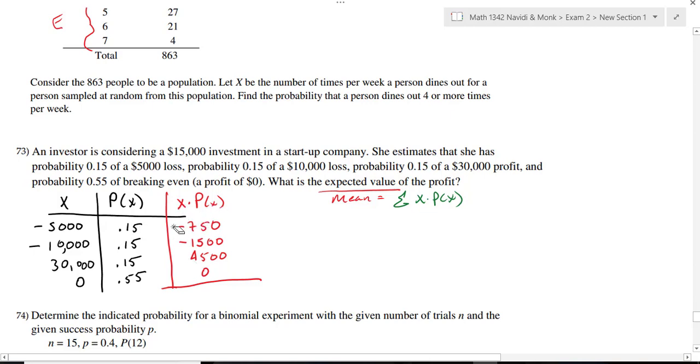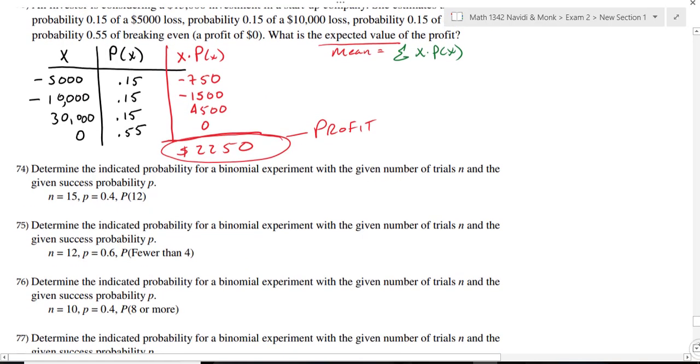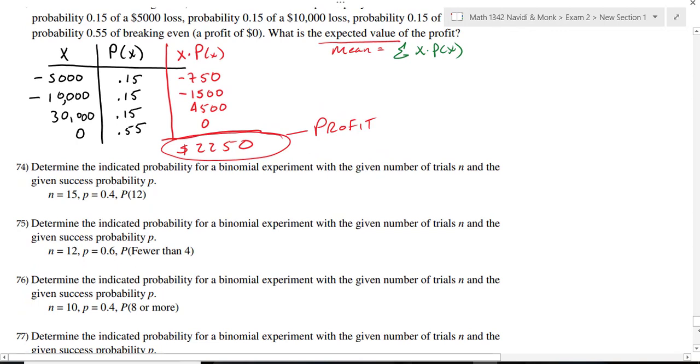X times p of x for each of these. Negative 5,000 times 0.15 is negative 750. Negative 10,000 times 0.15 is negative 1,500. 30,000 times 0.15 is 4,500. When we add all this together, we get $2,250. So we expect a profit of $2,250.